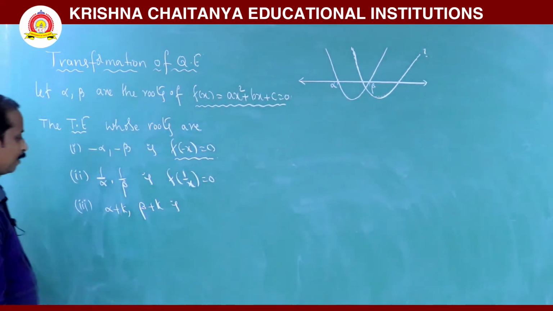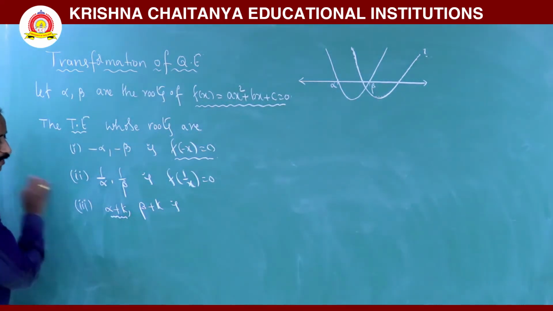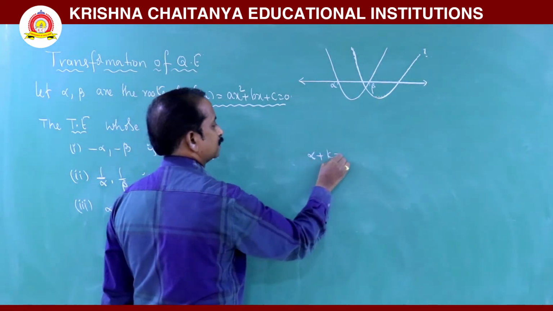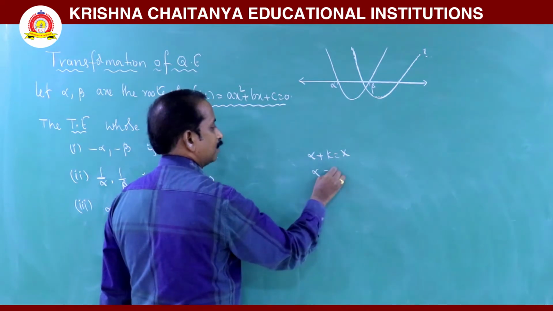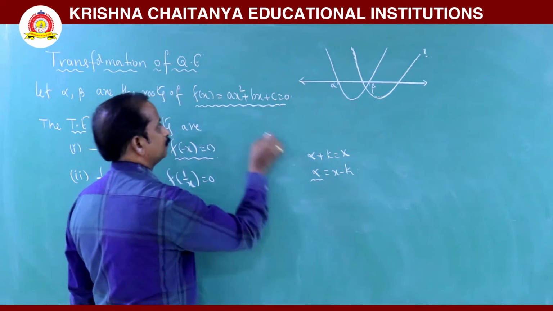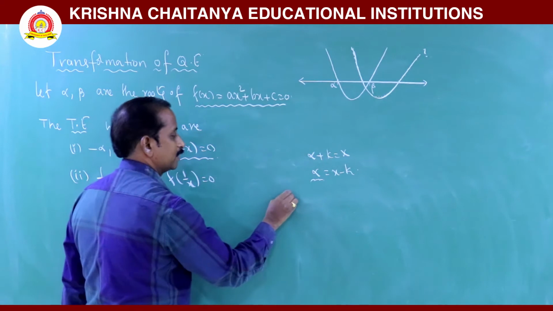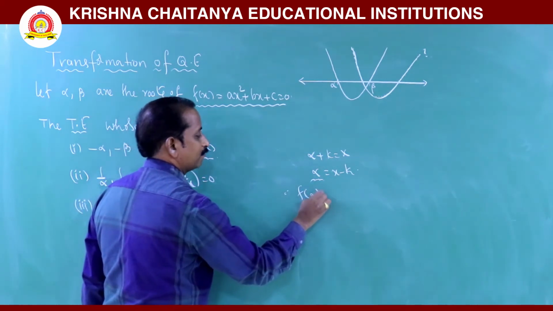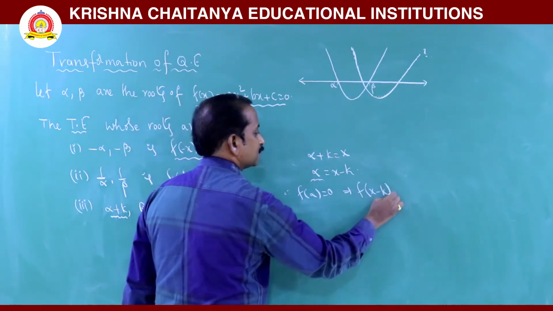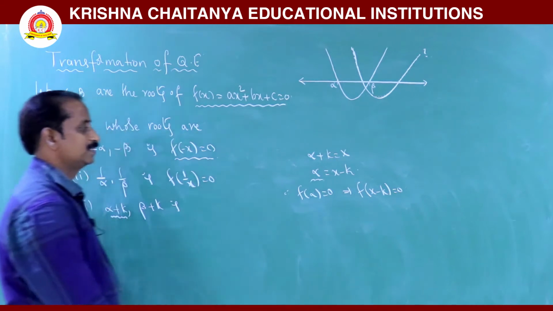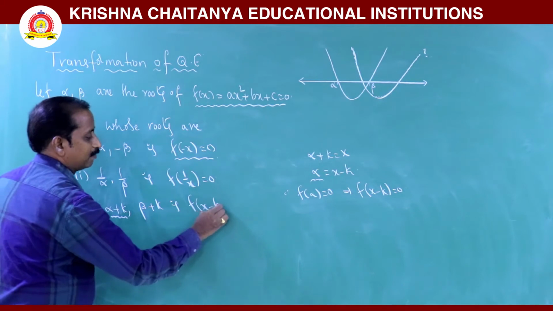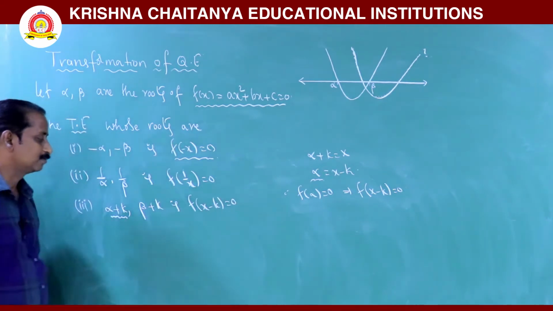Let us consider one of the roots to be x. So alpha plus k is equal to x. From this, I can write alpha is equal to x minus k. But alpha is a root of this polynomial f of x, so it satisfies f of alpha is equal to 0, meaning f of (x minus k) is equal to 0. So this is the transformed equation.